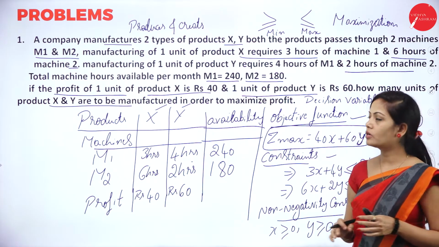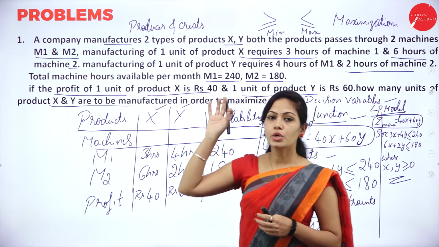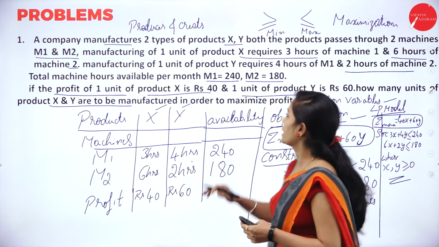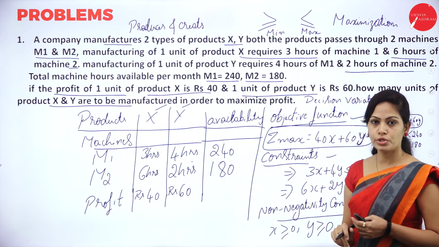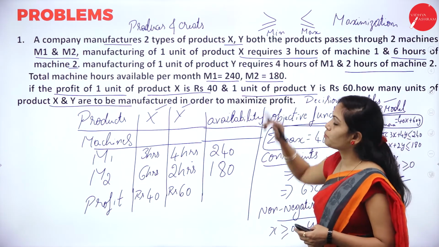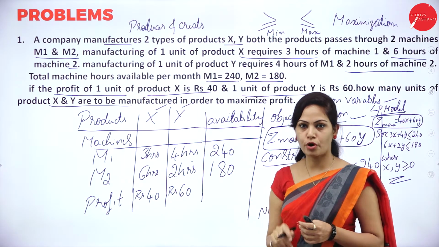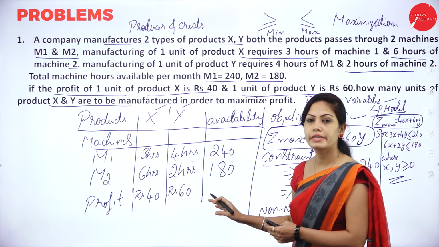So, very simple concept. First, understand the question properly. If it is a maximization problem, you can use less than or equal to. If it is a minimization problem, you can use greater than or equal to, with the availability of the product. So first, try to write the table like this.